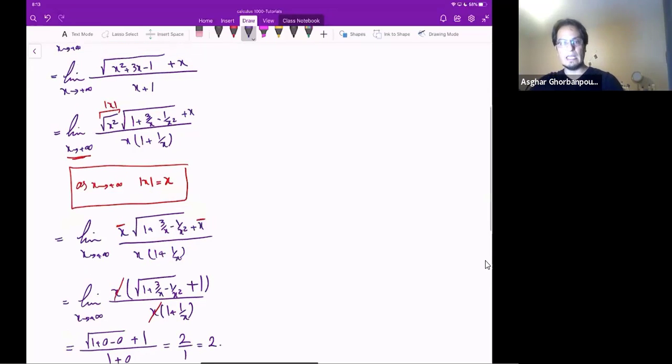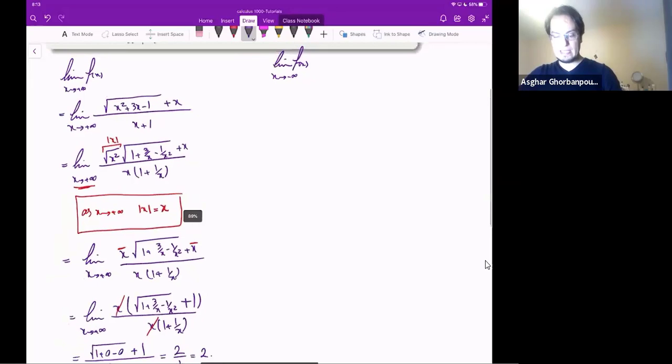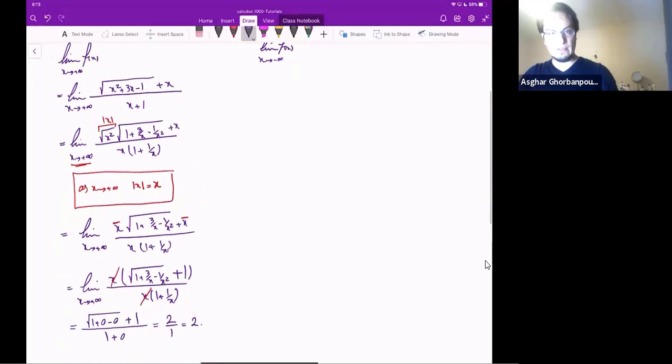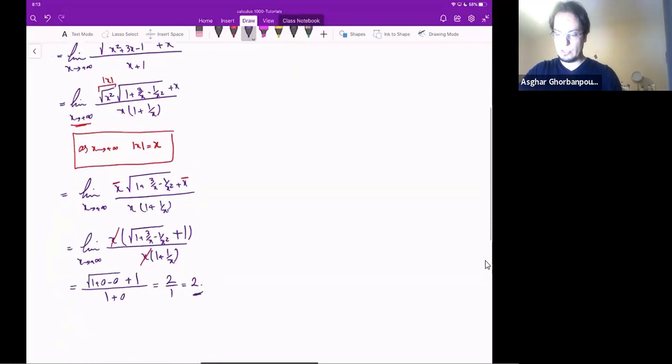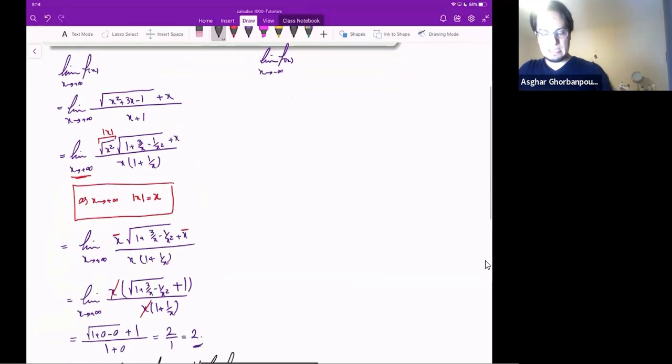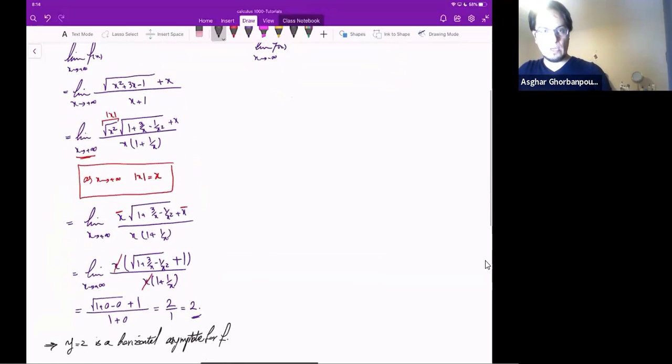So we found the limit of f of x as x approaches positive infinity, and we found that it is a number. So right away you can go ahead from there and say that y equal to 2 is a horizontal asymptote for f. Okay, so one of these limits gave us one horizontal asymptote. Now we have to check the other limit.